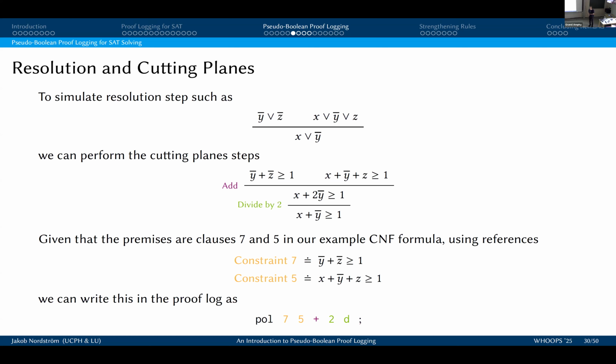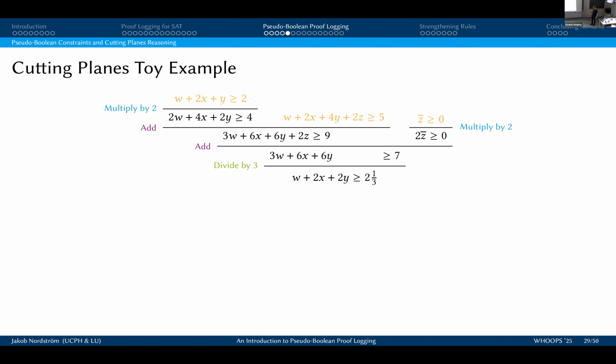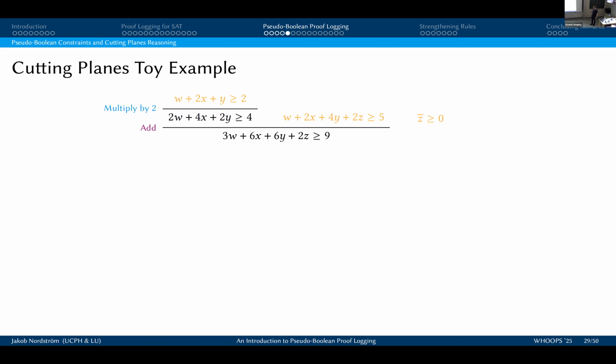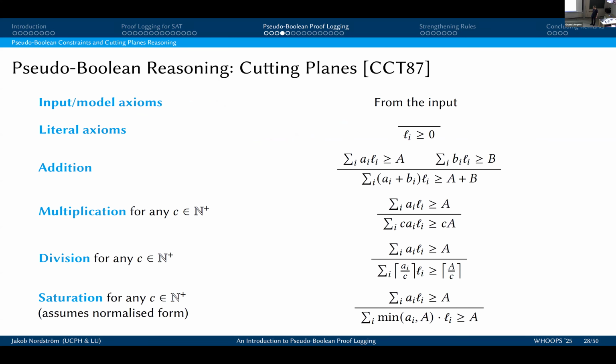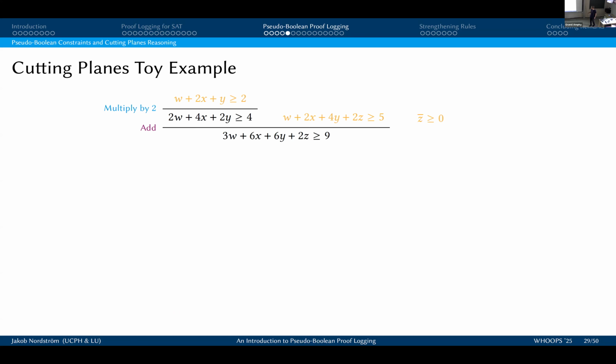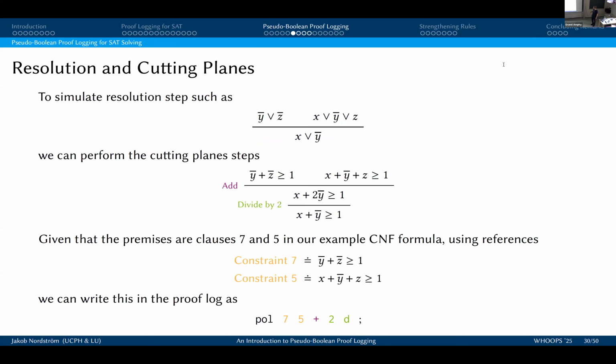Yes? You could also just saturate. Absolutely. As Daniel is pointing out, I'm ignoring saturation here, but Daniel is absolutely correct that I could equally well have used this saturation rule. That's a good point. Let's see why. Here, note that I divide by 2, but I could just have said, let me trim this coefficient. This is larger than the right-hand side, so let me trim this down to 1. That means that you have two different ways to reach this.